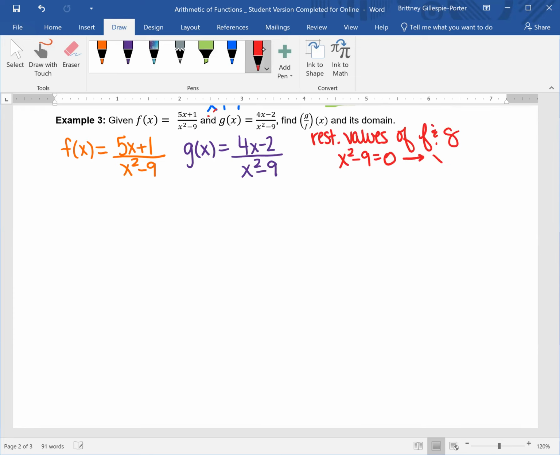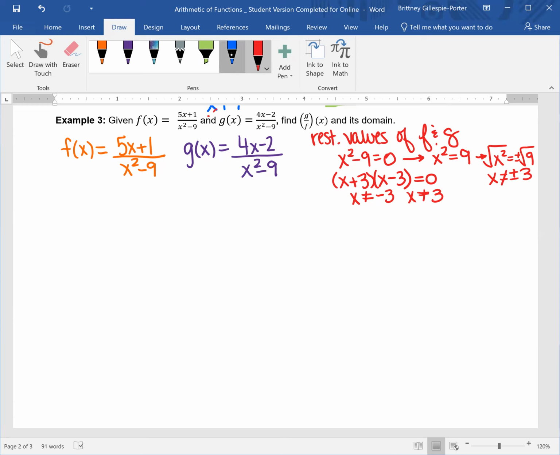If you do the square root property, you would have x squared is equal to 9, which means that the square root of x squared is equal to plus or minus square root of 9. And we have x is plus or minus 3 for our restricted values. If you want to factor, this becomes x plus 3, x minus 3, because you would be looking for a product of -9 and a sum of 0. We find out that x cannot be -3 and x cannot be 3. So either way, we get to the same restrictions.